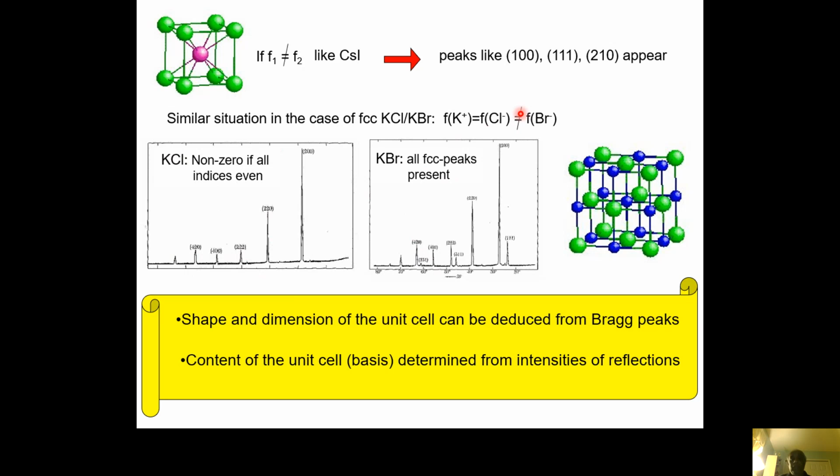So that's an important exercise to remember. Another important thing to remember is that the shape and dimension of the unit cell will determine the position of your Bragg peak, what angle or what position of the dot. So what is in the unit cell, the atoms, they determine the intensity of the reflections. So that's the thing to remember.